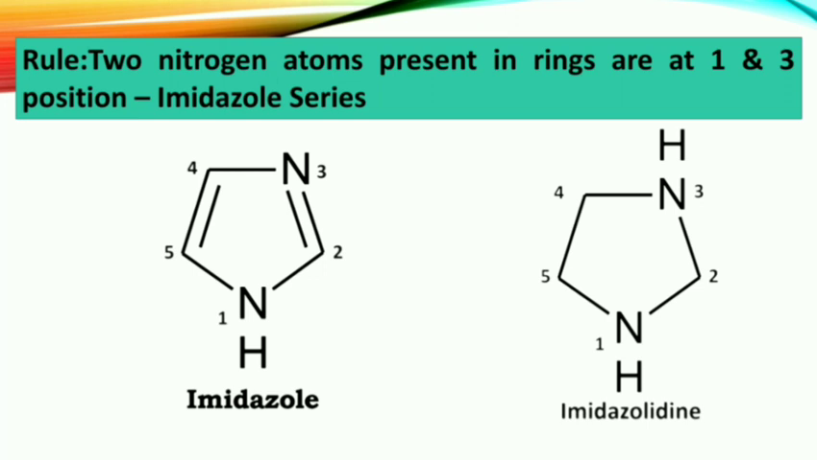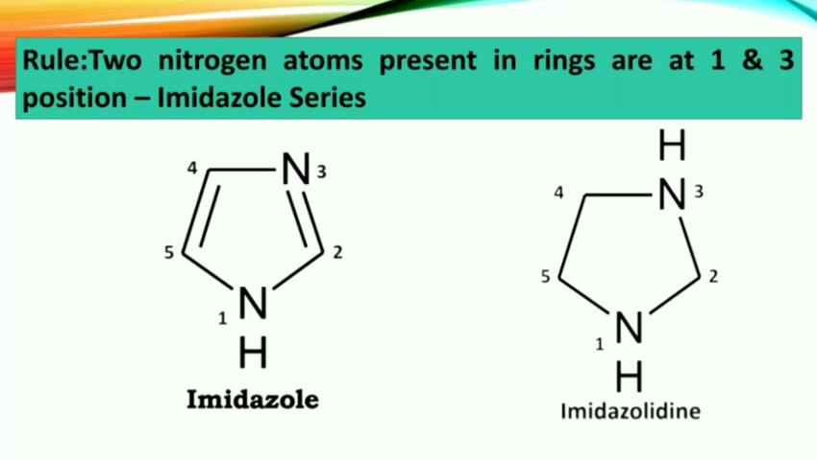Okay, so this structure will be the imidazole. You can see this is an unsaturated compound. Here there is no double bond, so this will be the saturated compound. The name for this structure is imidazolidine. Okay, so you only have to remember the ring position.